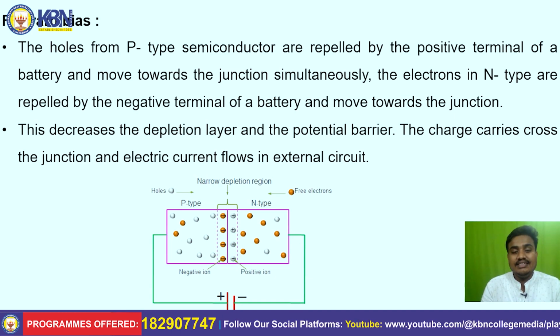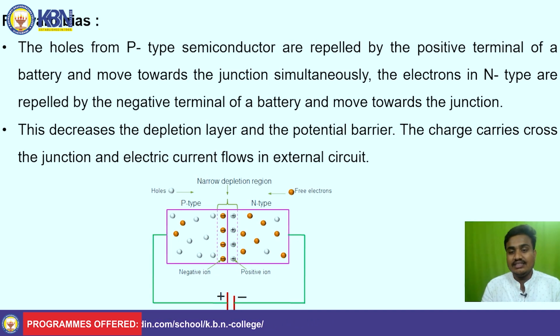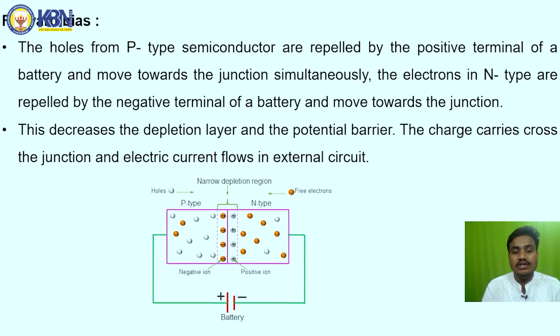Simultaneously, due to the negative terminal of the battery, the electrons in the N-type will move towards the junction. This decreases the depletion layer and the potential barrier, and the charge carriers cross the junction, so electric current flows in the circuit. Thus, the electric current flows through the circuit. You can see here the depletion layer is very narrow. Why?